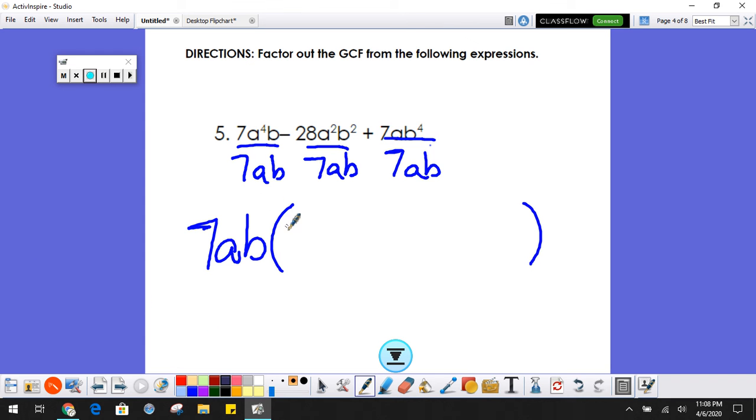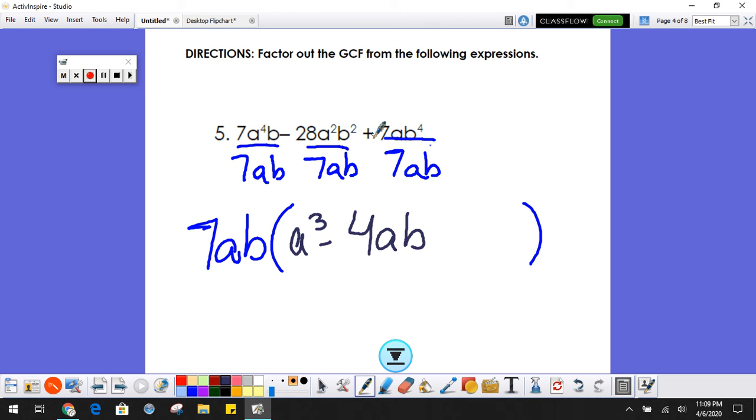7 divided by 7 is 1, so I'm not going to write the 1 this time. A to the 4th, a to the first on bottom, so 4 minus 1 is 3, a to the third power. B to the first on top, b to the first on bottom, 1 minus 1 is 0, so no b's. Negative 28 divided by 7 gives me negative 4 in the middle term. A to the 2 minus 1, 2 minus 1 is 1, so a to the first power. B to the 2 minus 1 power, so that gives me b to the first power.